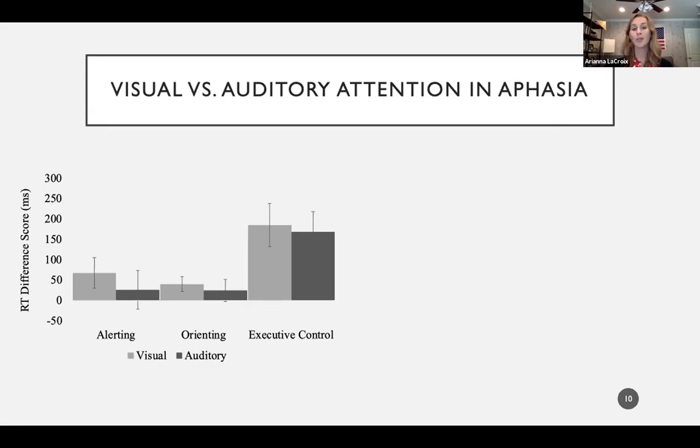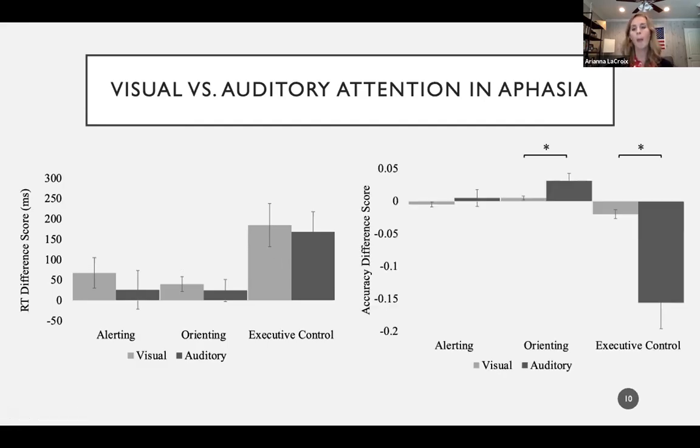So how does this compare to visual attention? Here we're comparing visual and auditory attention on the two tasks I've discussed in the same group of people. In terms of reaction time, we don't see any differences between the two modalities. But in terms of accuracy, we see that people with aphasia have poor auditory executive control attention compared to visual executive control. And they also have poor auditory orienting attention compared to visual orienting attention. So it seems that their auditory attention is actually more impaired than their visual attention.